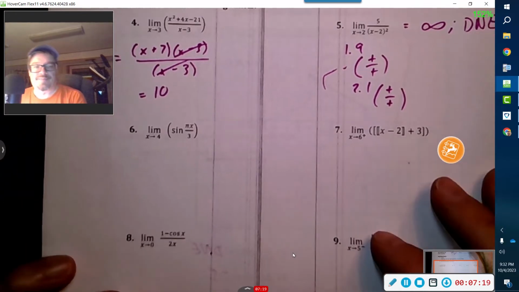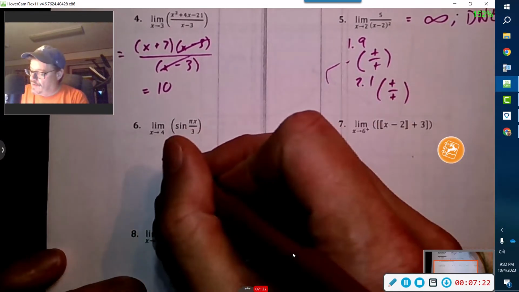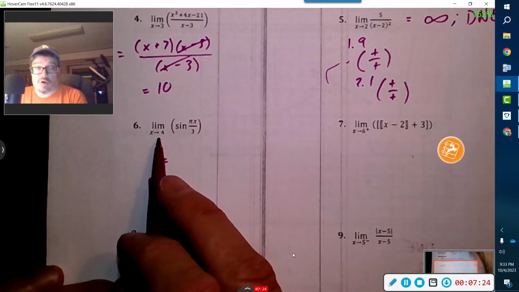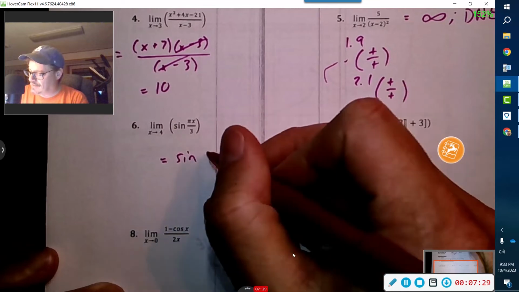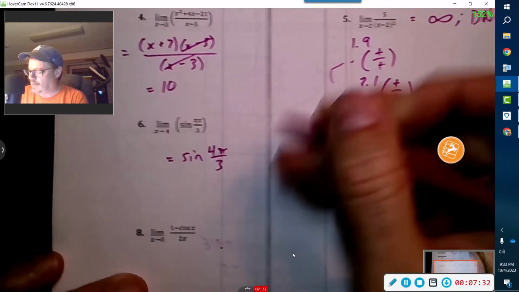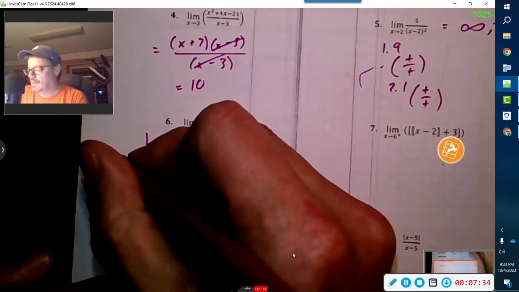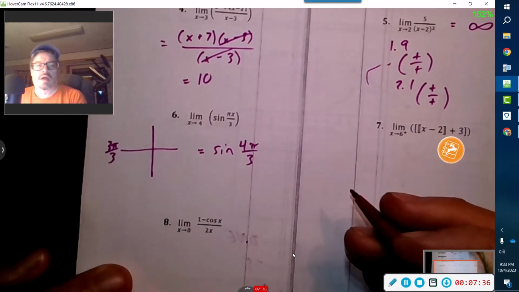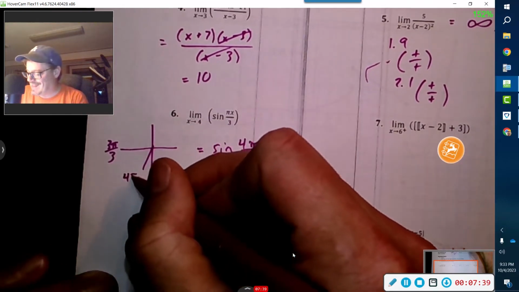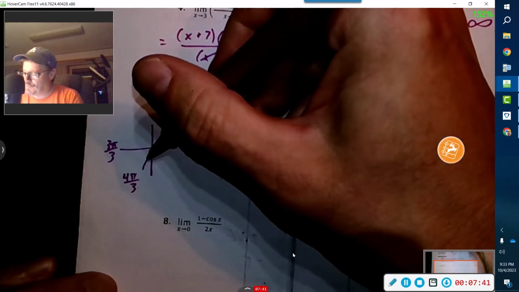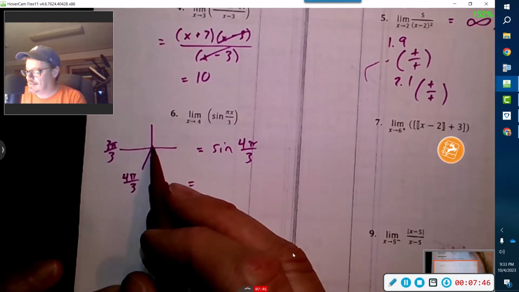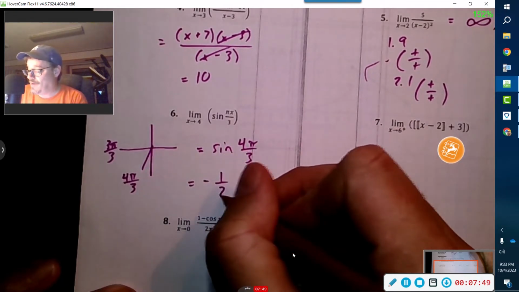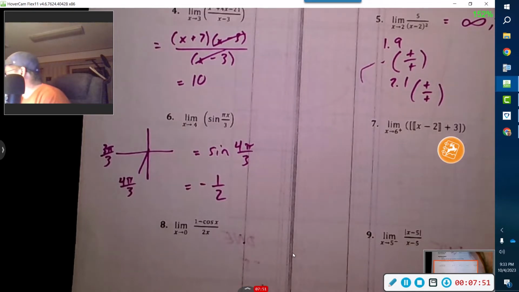All right, anyways. Now we go to, we're going to 4, so we're not going to 0. 0 is usually the trickier one. 4 is going to be a straight plug in here. Let's see what we get. We get 4 pi over 3. 3 pi over 3 is here, so 4 pi over 3 would be right there. That's a half, and because the y value is negative, that would be a negative 1/2. So sine of 4 pi over 3 is a negative 1/2.